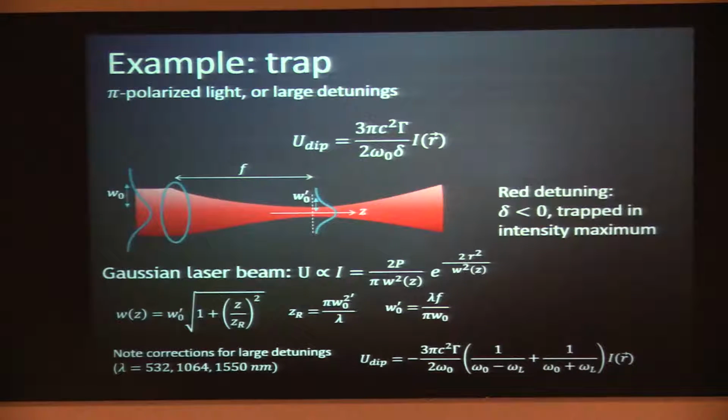This is a counter-rotating term, in the parlance of AMO physics, and that correction can be important for things like 1064 nanometer laser beams or 532 nanometer laser beams, both of which are used very commonly in experiments. It could be a 10 or 20% correction, which could be rather important, because we know things in these experiments at that level.